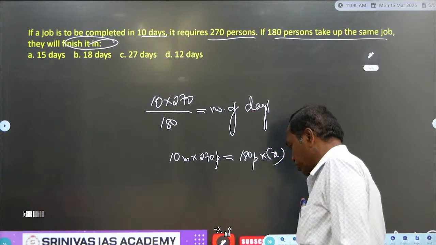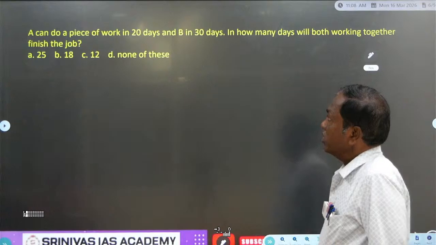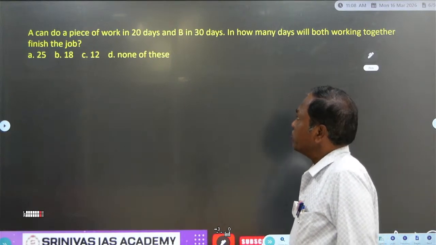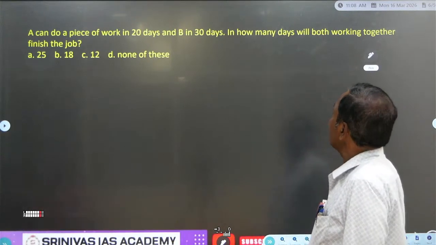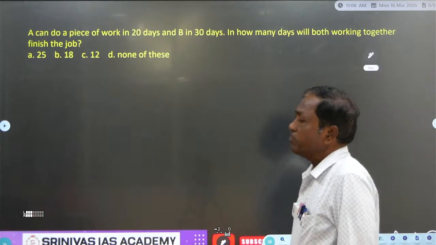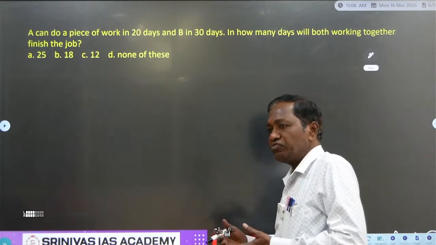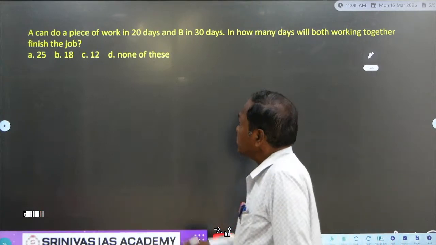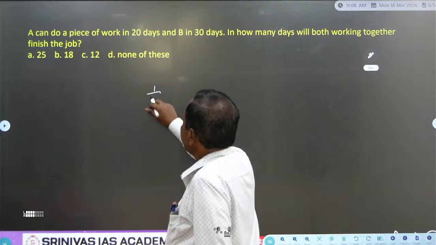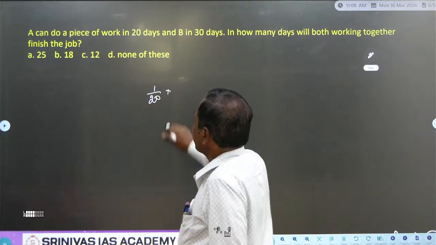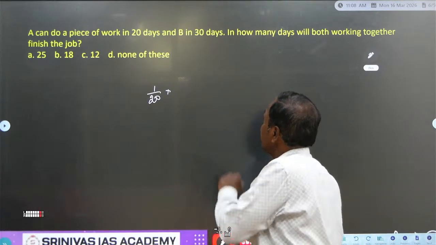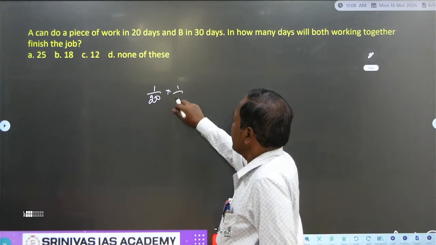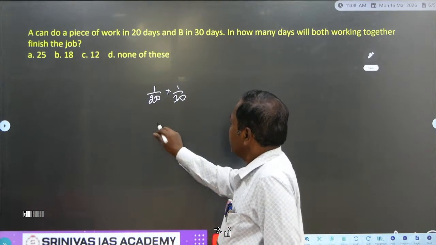You try to learn both also. Now A can do a piece of work in 20 days and B in 30 days. In how many days will both working together finish the job? 1 day work of A plus 1 day work of B gives you the 1 day work of A plus B. What is the 1 day work of A? 1 by 20, because they are working together, plus. What is the 1 day work of B? 1 by 30.